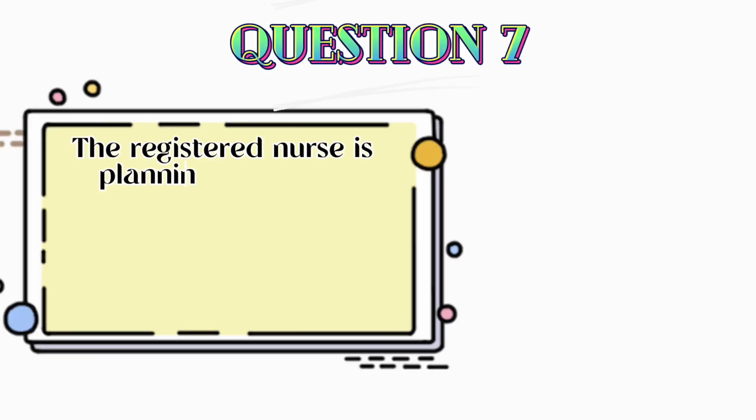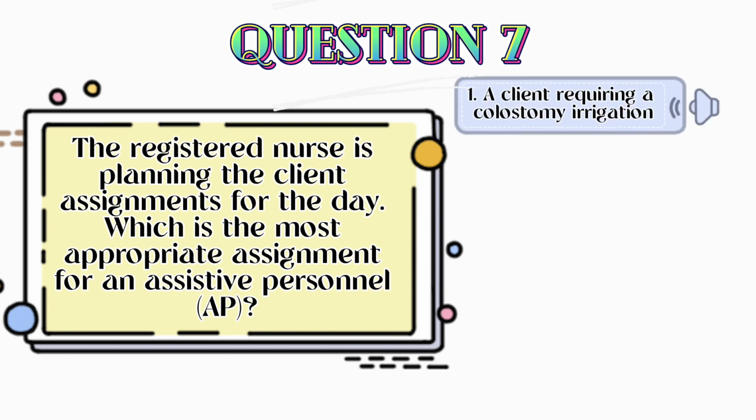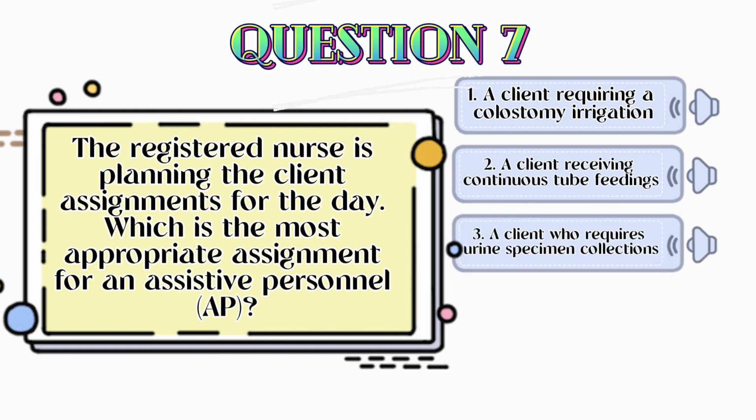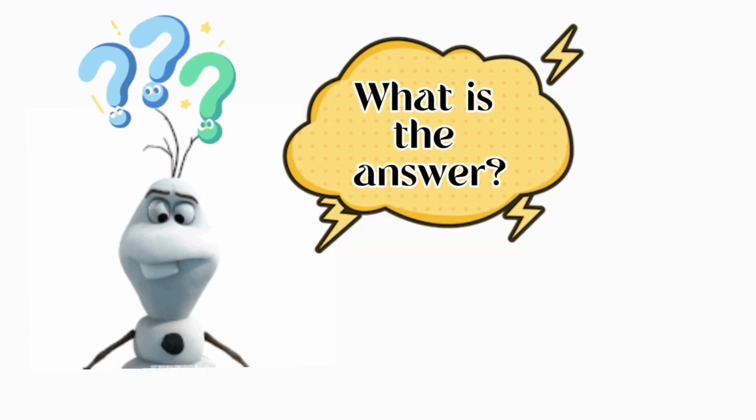Question 7. The registered nurse is planning the client assignments for the day. Which is the most appropriate assignment for an assistive personnel (AP)? 1. A client requiring a colostomy irrigation. 2. A client receiving continuous tube feedings. 3. A client who requires urine specimen collections. 4. A client with difficulty swallowing food and fluids. What is the answer?